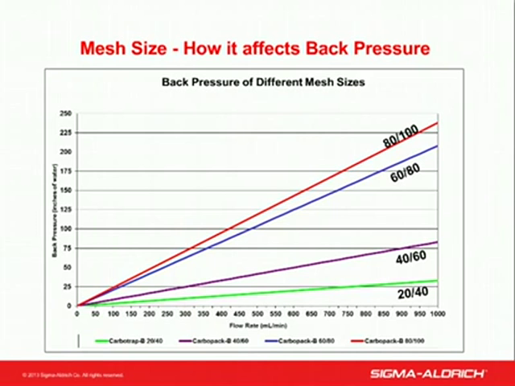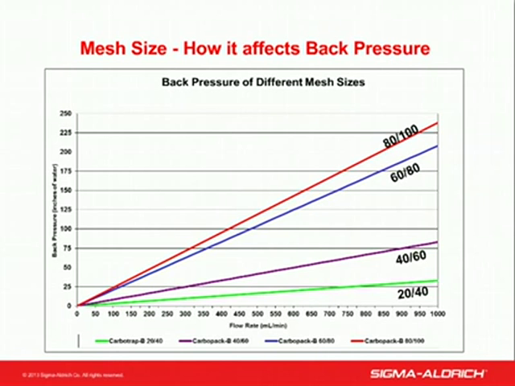So how does mesh size affect back pressure? Compared to other air sampling media, thermal desorption tubes usually have a higher back pressure than the traditional solvent desorption tubes. And oftentimes you'll hear me reference back pressure and pressure drop, and they mean the same thing in terms of this presentation.